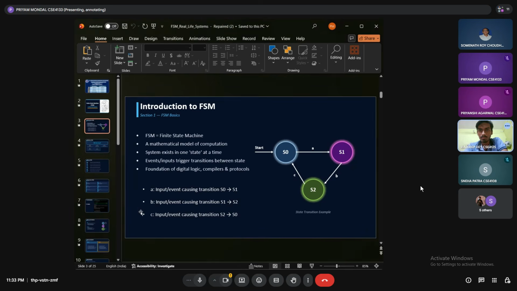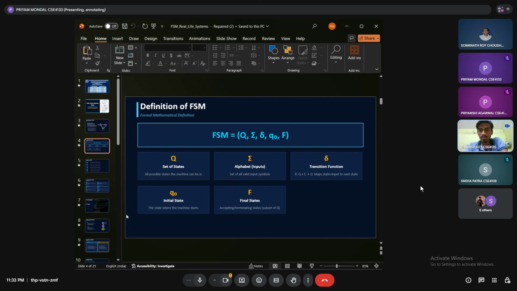Next slide, please. So, definition of FSM. Mathematically, an FSM is defined by a five-tuple Q, sigma, delta, Q0, and F. Q represents the set of all possible states the machine can occupy. Sigma is our alphabet, or the set of all valid inputs. Delta is the transition function that maps a state and an input to the next state. Q0 is our initial starting state, and F represents the set of final or accepting states where a process successfully ends.